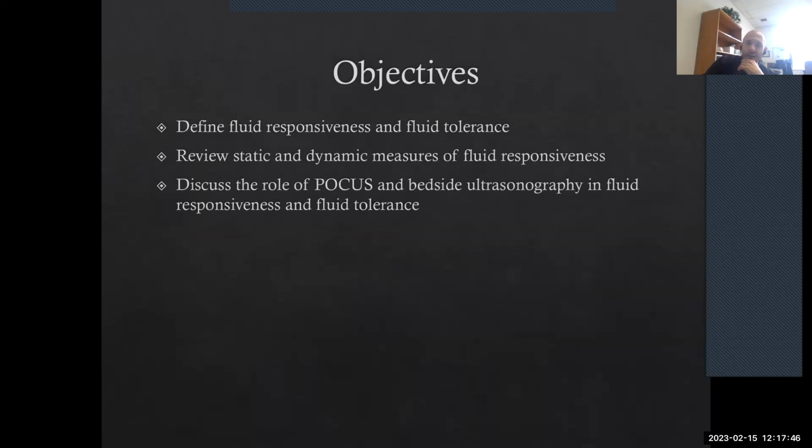The goals of today's talk are to define fluid responsiveness and fluid tolerance, to review static and dynamic measures of fluid responsiveness, and then to discuss the role of POCUS and bedside ultrasonography in fluid responsiveness and fluid tolerance.